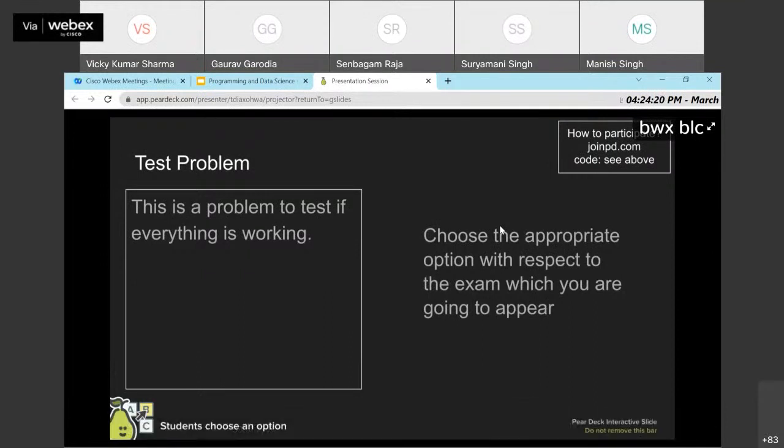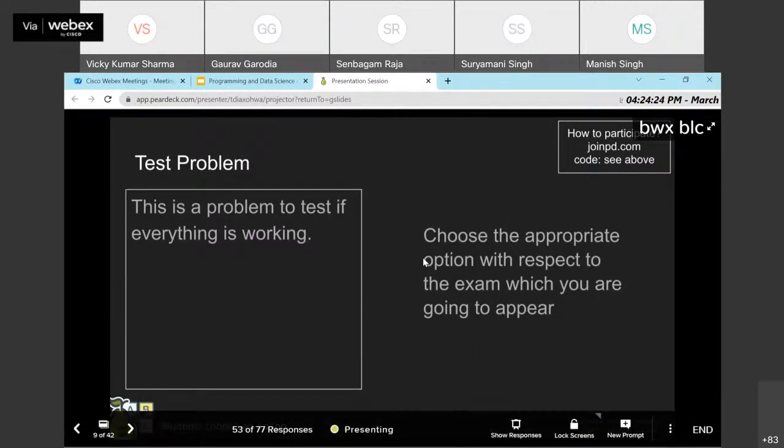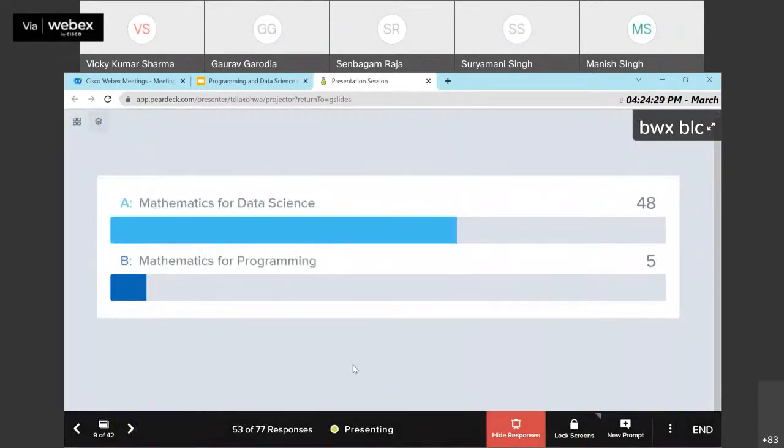So we'll take up the questions at the end, but let's see how it goes. Now, 53 of you have already given a response. So let's see. Okay, so mathematics for data science dominates. Nice. And there are only 5.